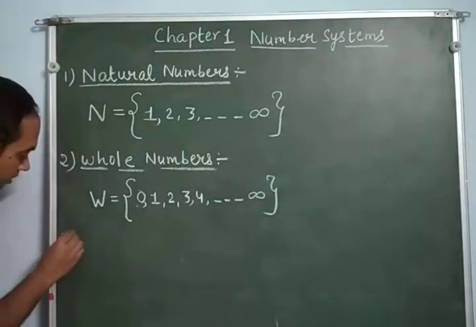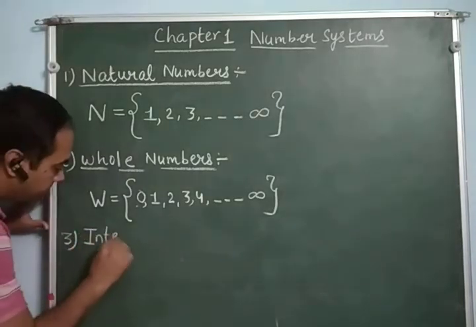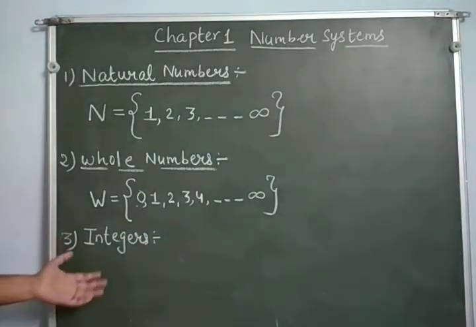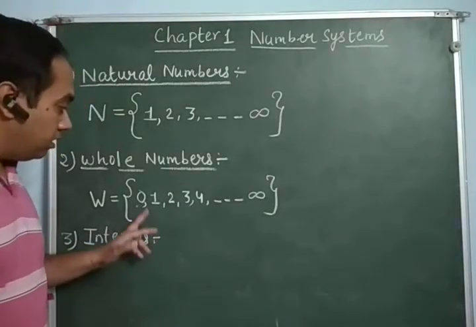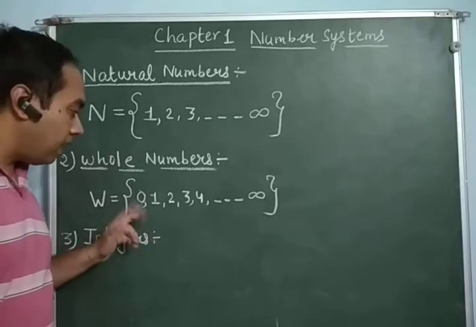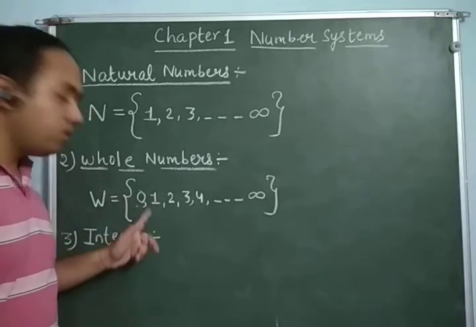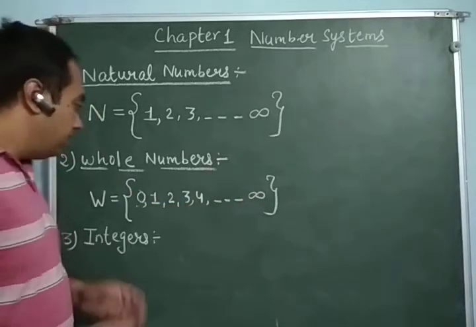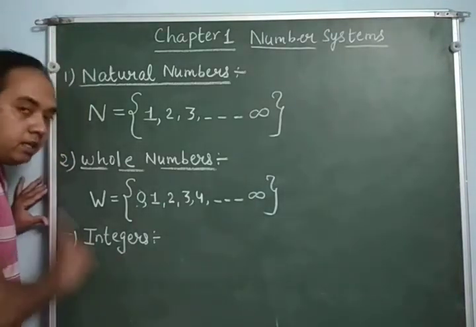Now the next definition is integers. So I am writing over here integers. Now what are integers? The definition of integers is like this: if negative natural numbers are added to the collection of whole numbers, then the new collection obtained will be called integers.